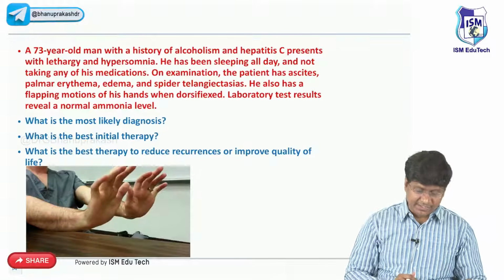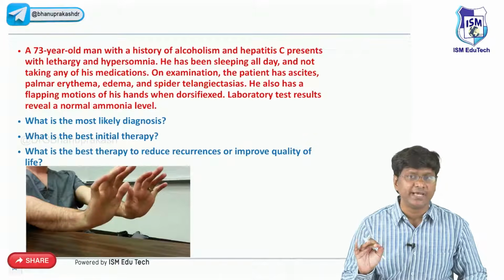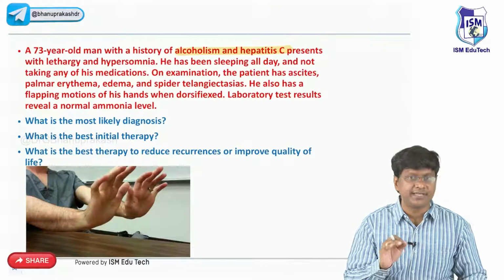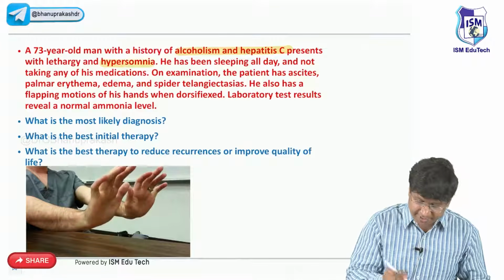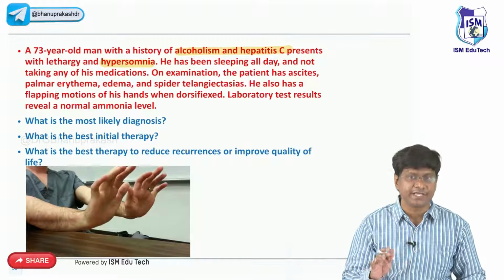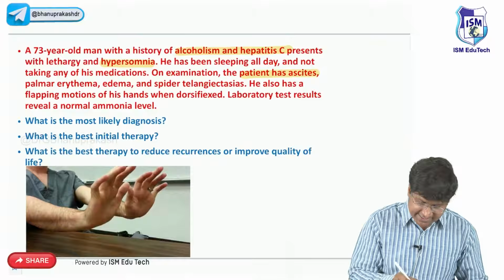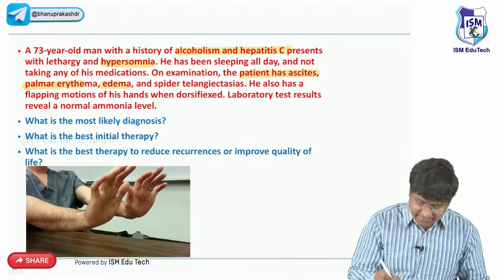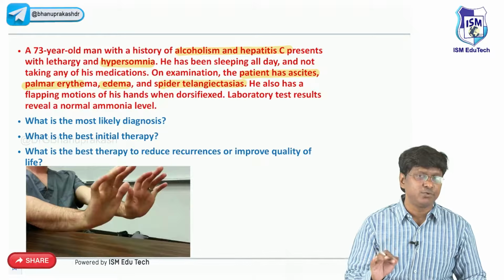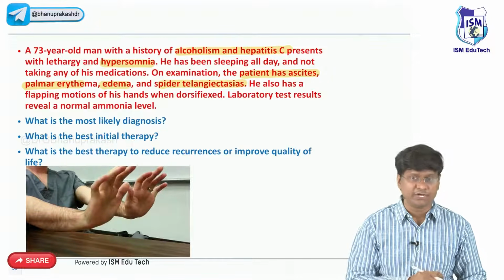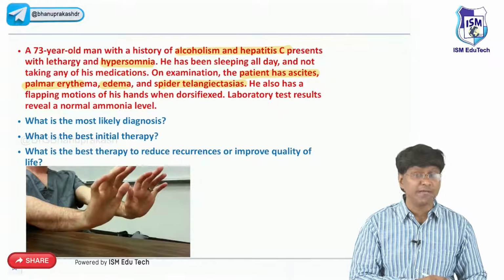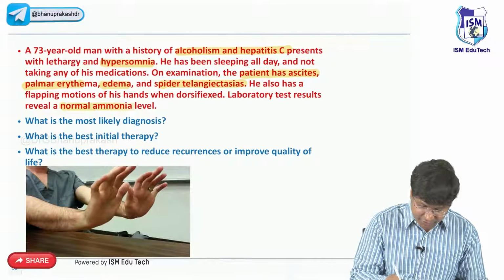Okay, now you see this question: a 73-year-old man with a history of alcoholism and hepatitis C presents with lethargy and hypersomnia. He has been sleeping all the day and not taking any of his medication. On examination, the patient has ascites, palmar edema, and spider telangiectasia. He also has the flapping motions of his hand when dorsiflexed. Laboratory results revealed normal ammonia levels. This point is very important to me.